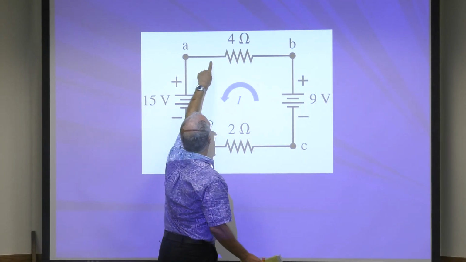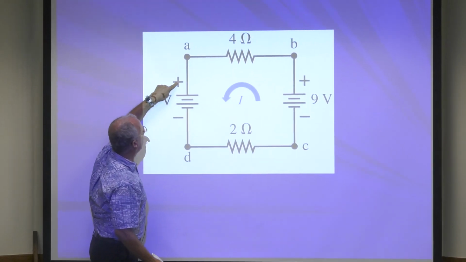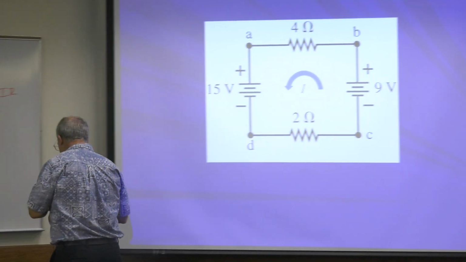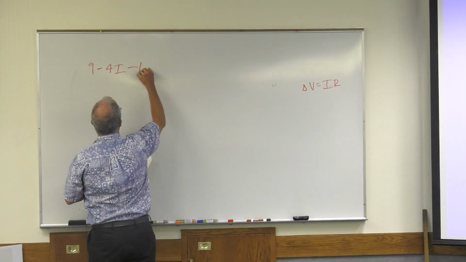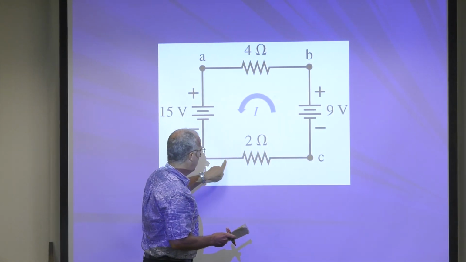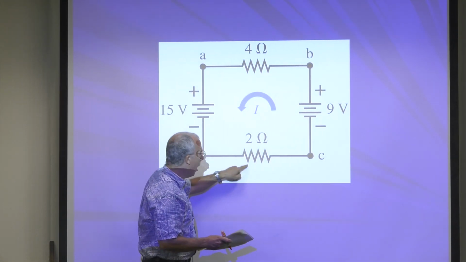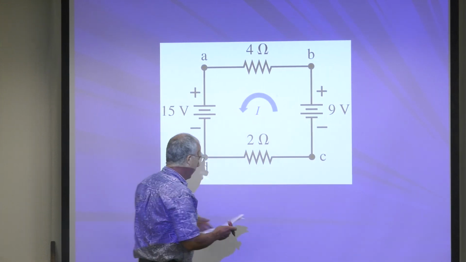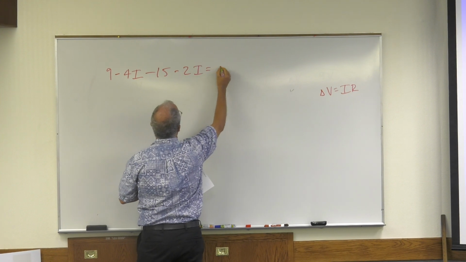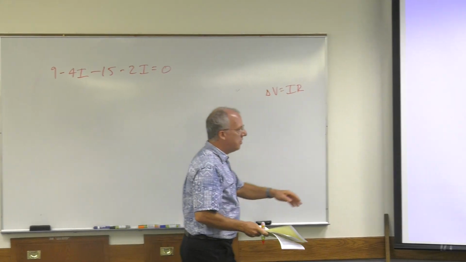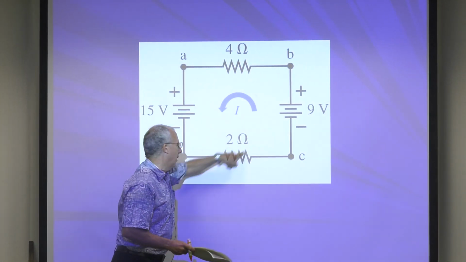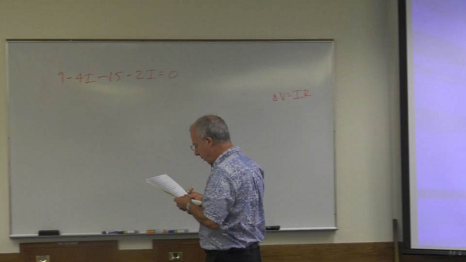Then we go along here. Now look here. Here we're going from a plus to a minus, right? So we're losing 15 volts. So we have minus 15, all right? Then we go here, and we lose, again, V equals IR. So I times R, which is 2I. Minus 2I equals 0. So you see, for the resistors we have to use Ohm's law, because the voltage is the current times the resistance. Ohm's law is fundamental.